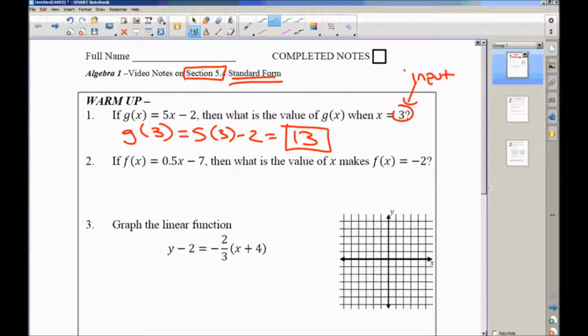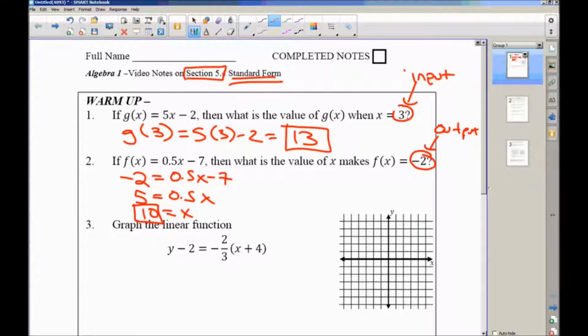Second question says, if f of x is equal to 0.5x minus 7, then what value of x makes f of x equal to negative 2? So this time I know the output, I know the f, and I want to find the input, the x that goes with it. So I replace the f part with negative 2, and we solve for x. So we add 7 to both sides to get 5, and then we multiply both sides by 2 to make the decimal go away, or divide by 0.5, and we get 10. So the input 10 will make the output negative 2. Okay, so there's my final answer there.